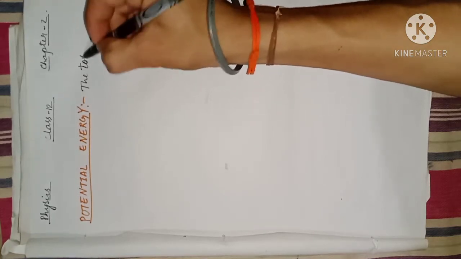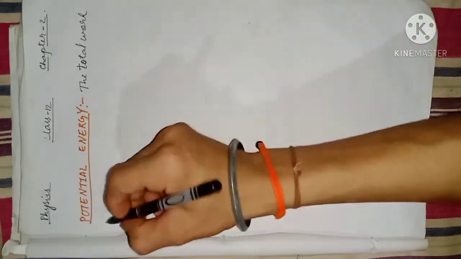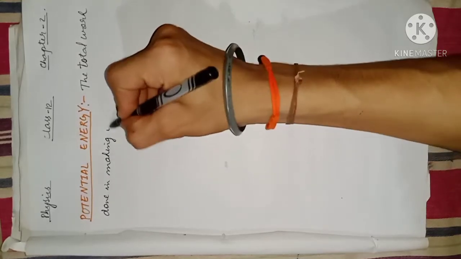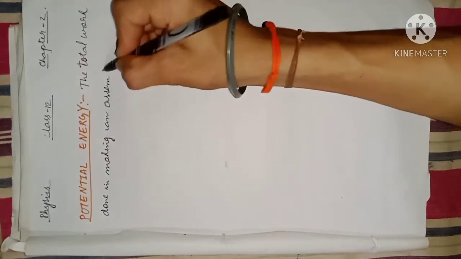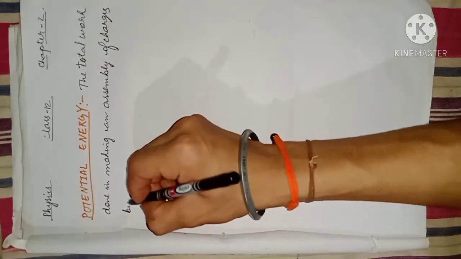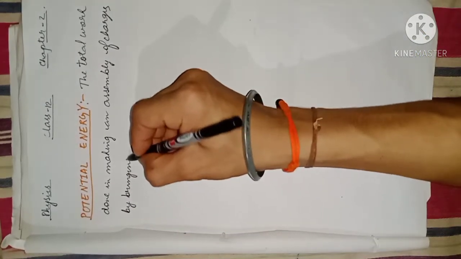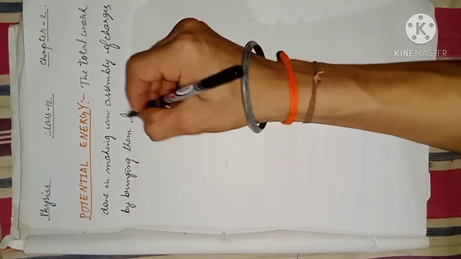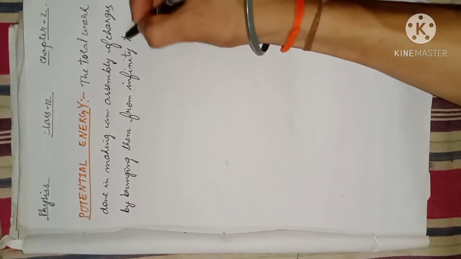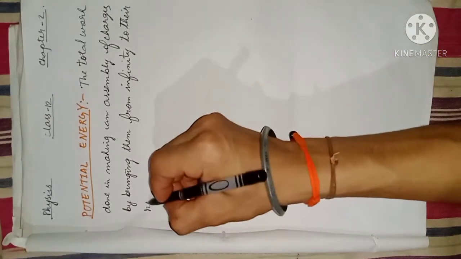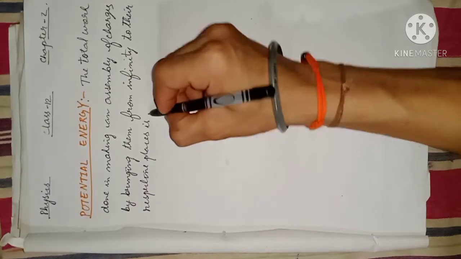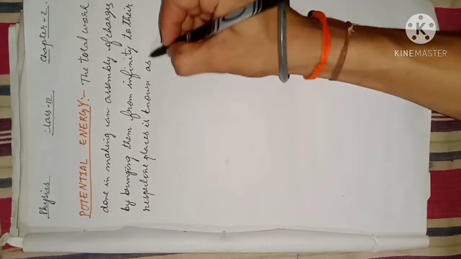So the total work done in making an assembly of charges by bringing them from infinity to their respective places is known as potential energy of the system.